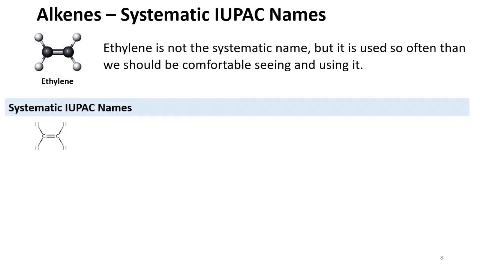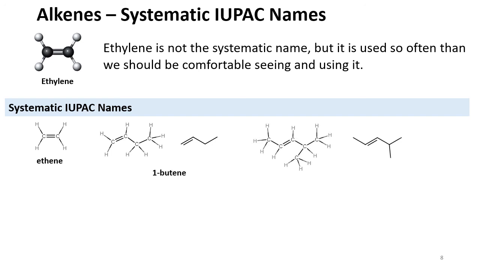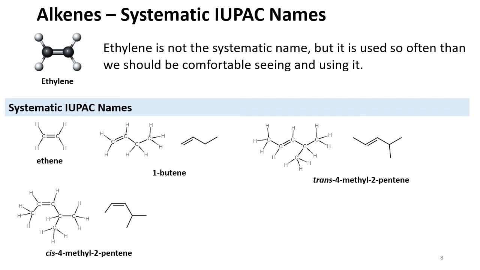So here are the systematic names for these. We've been talking about ethylene. That's not the systematic name. Ethene is the systematic name. We've been talking about that. And then if we look at this, this is 1-butene. And this one is trans-4-methyl-2-pentene. And this one is cis-4-methyl-2-pentene.